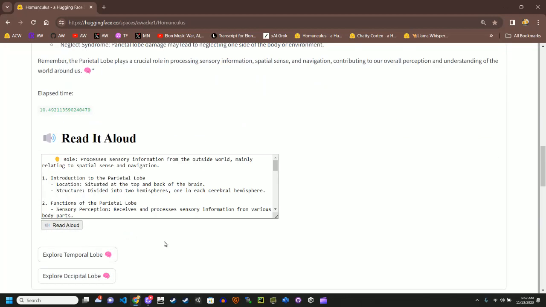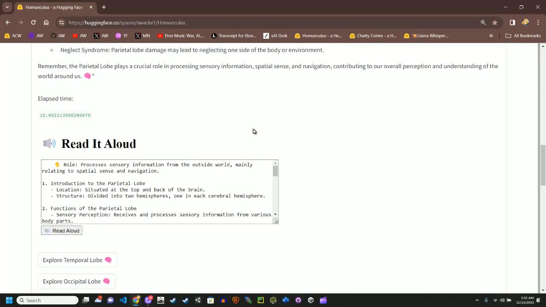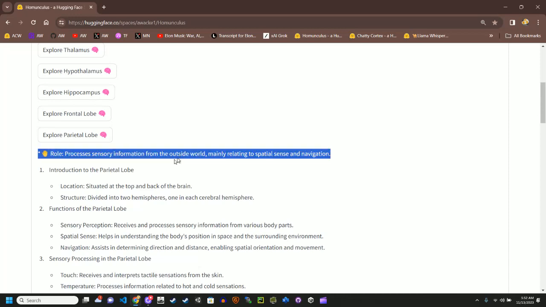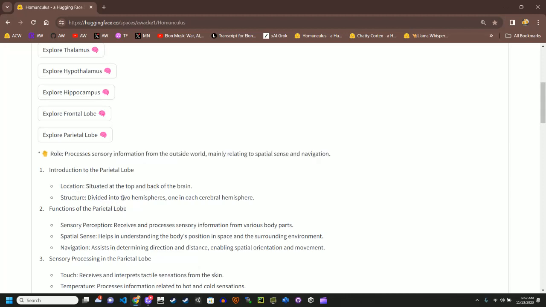The parietal lobe processes sensory information from the outside world, mainly relating to spatial sense and navigation. 1. Introduction to the parietal lobe. Location: situated at the top and back of the brain. Structure: divided into two hemispheres, one in each cerebral hemisphere.